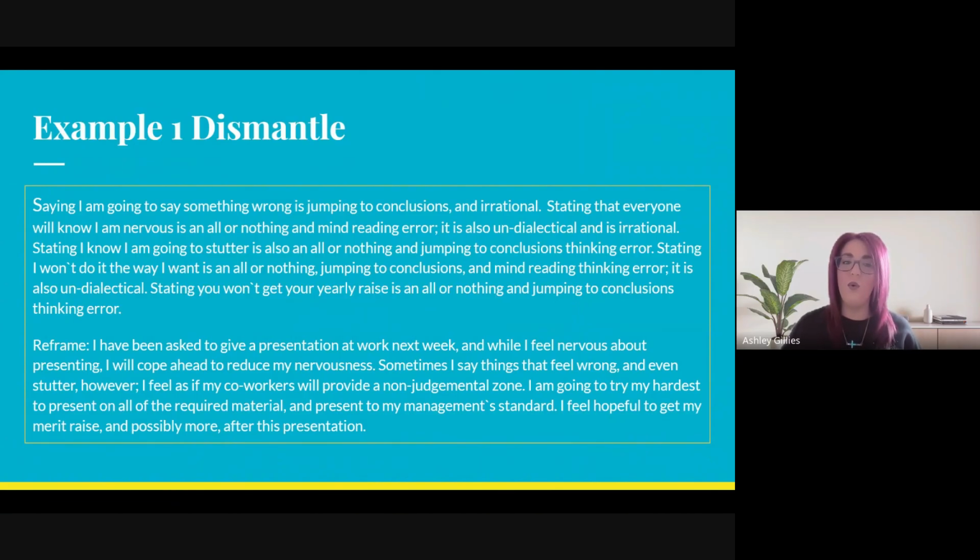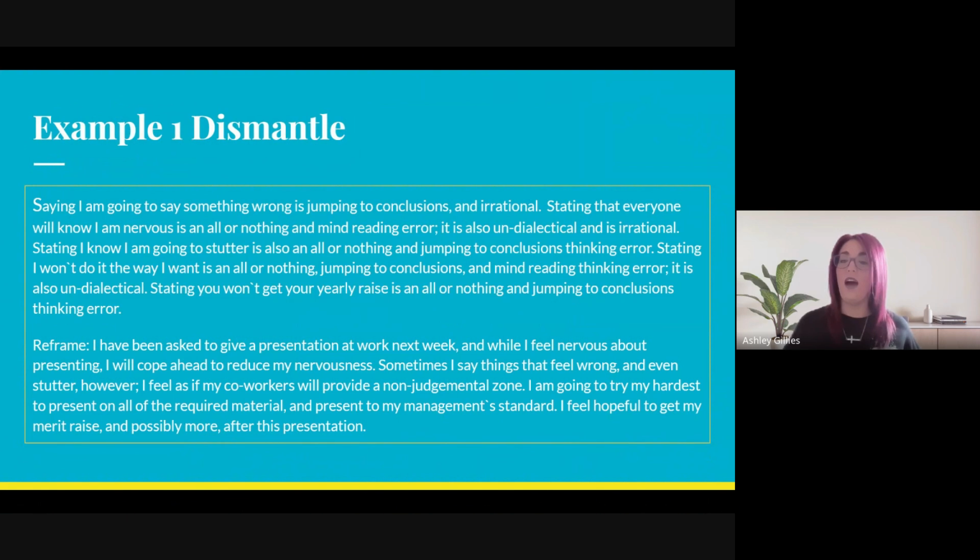Stating that everyone will know I am nervous is an all or nothing and a mind reading thinking error. It's also undialectical and irrational. Again, you do not have the evidence to support that. So can you see how so far we've done a lot of thinking error identification, right? Is it rational? Do I have the evidence? So you're going back to the very first few videos. Cognitive behavioral therapy, thinking errors, Mr. Murderman, the evidence. Okay. And to mind read saying everyone will know that I'm nervous, you don't know that.